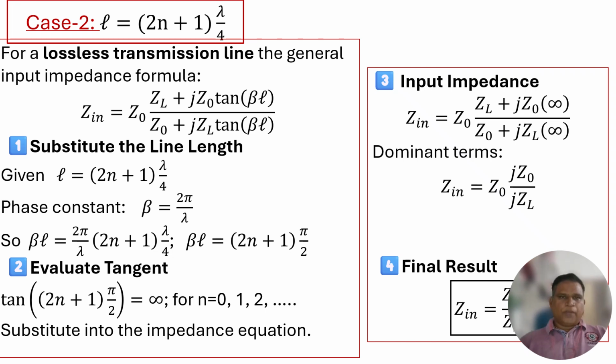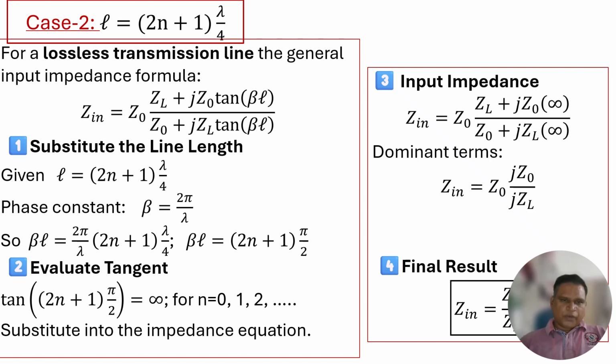Now, we have case 2, where the length L is equal to (2n plus 1) lambda by 4 for a lossless transmission line. The general input impedance formula is given here. Now, substitute beta L. Suppose when n is equal to 0, L is equal to lambda by 4. When n is equal to 1, L is equal to 3 lambda by 4. Now, substitute n is equal to 0 here.